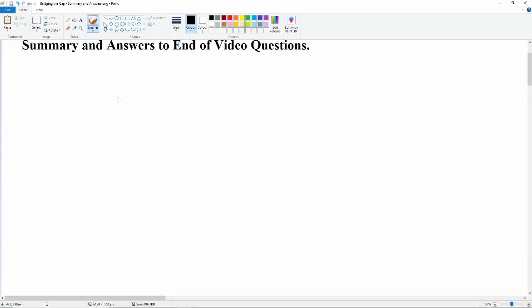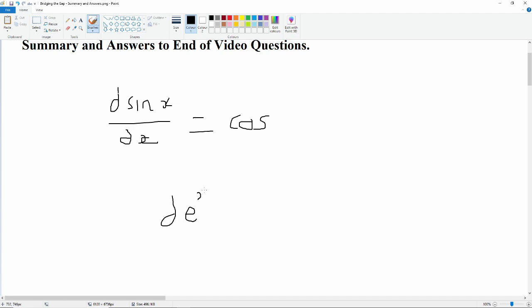We've seen that trigonometric functions can have derivatives as well. We haven't actually proved it, but we've seen that the derivative of sine x with respect to x is equal to cos x, and things like that. And even the most fun one, I think, is the derivative of e to the power x with respect to x is equal to e to the power x, which I absolutely love.